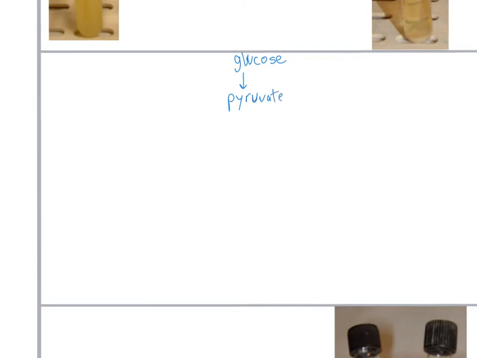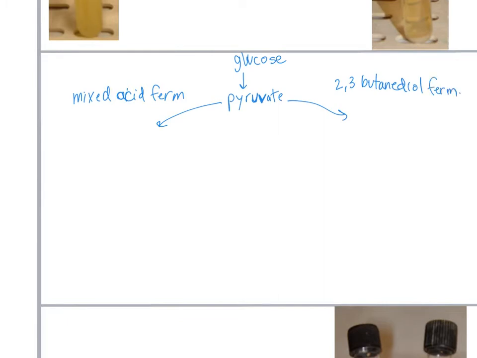Sorry, can't tell the difference between my U's and my V's here. Pyruvic acid. Okay, and then the fermentation pathway that they use at this branch point, pyruvate, is one of 2 ways. Either they're going to do a mixed acid fermentation, or they're going to be able to do a 2,3 butanediol fermentation. So all of our enterics do one fermentation pathway or the other.